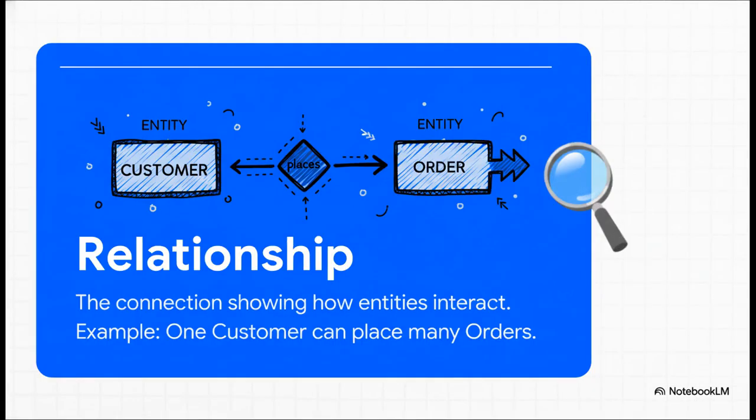And finally, we have relationships. If entities are the nouns, then relationships are the verbs that connect them. They show how these things actually interact. A customer doesn't just sit there next to an order, a customer places an order. That action, that verb places, that's the relationship.